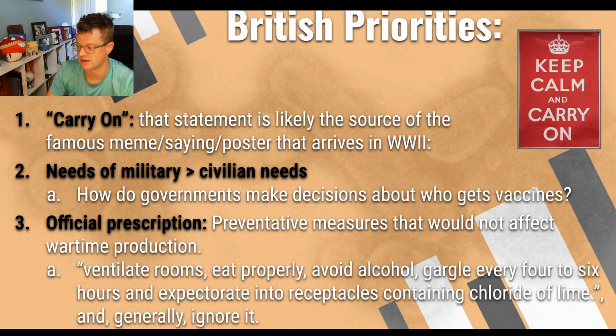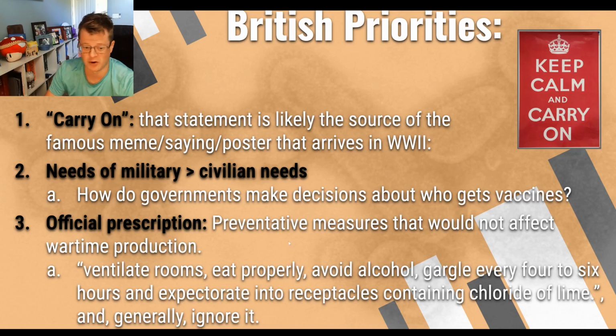The thing is, though, in some of the literature that I've read, the British will then turn around and say, drink tons of booze, because that will get rid of it. There was one recommendation: you drink like 10 cups of gin, and that will get rid of the virus. I wouldn't recommend trying it. Probably won't work. But yeah, gargle every 4 to 6 hours and expectorate, that means spit, into receptacles containing chloride of lime. But generally, their main advice is just ignore it.